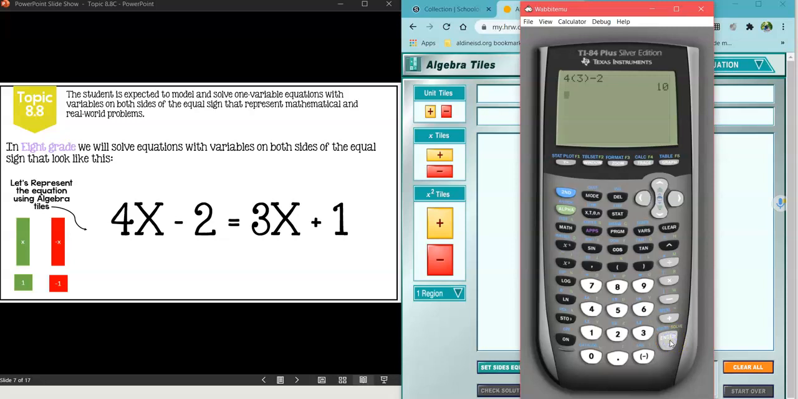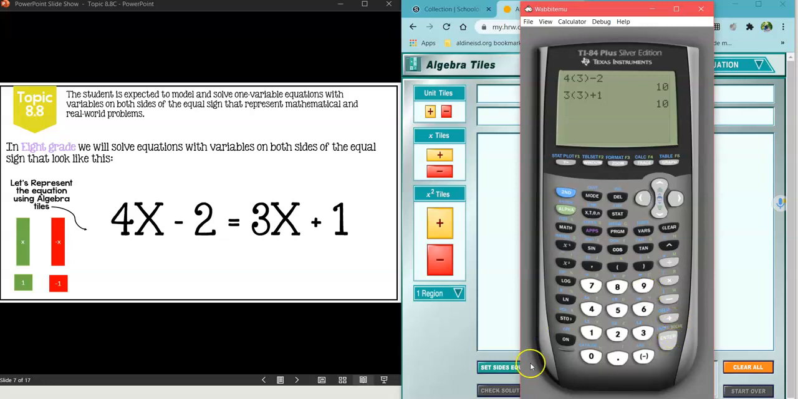Okay, so if I get 10 with the left side, I should get 10 on the right side by plugging in the same solution. So 3 times, and we said our x was 3, plus 1. I should get 10 as well. Yep, and that's how you know your solution is correct. So for this equation, x equals 3 is the correct solution.